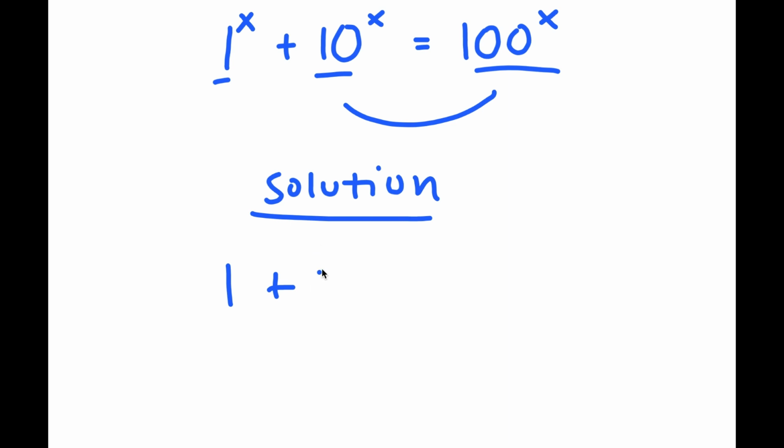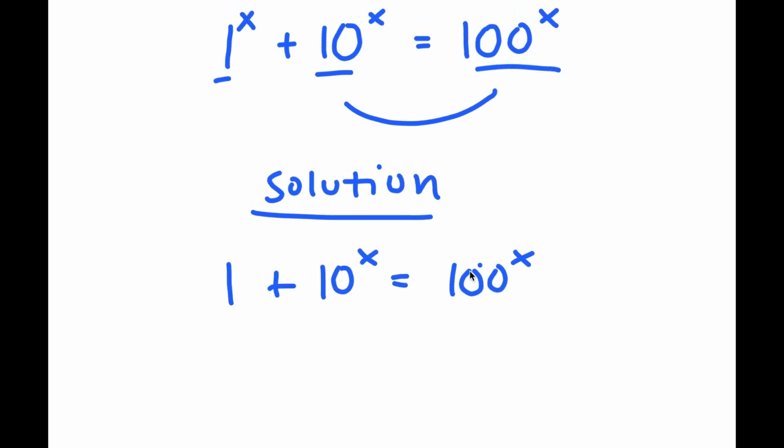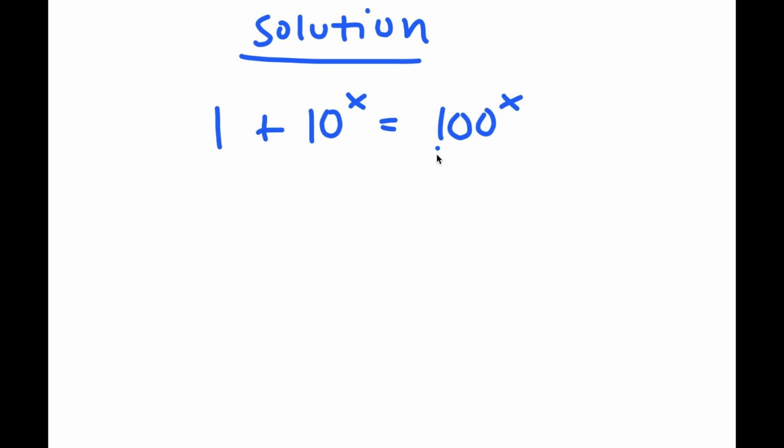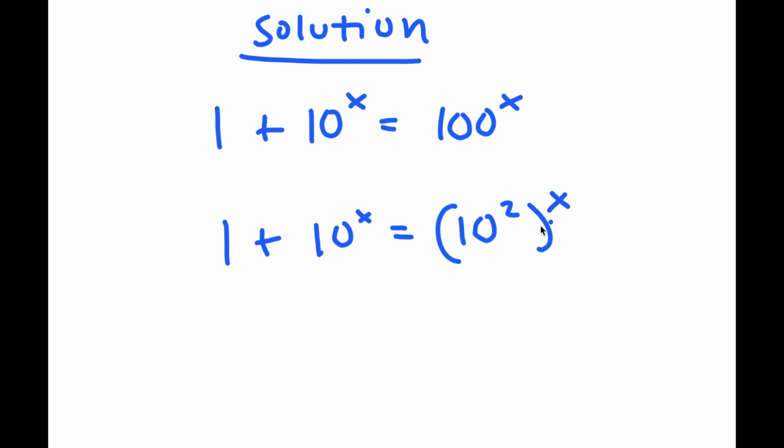So now I have 1 plus 10 to the power of x is equal to 100 to the power of x. Now remember how I said 10 and 100 are related. 100 is the same thing as 10 squared, and it's always better to have a common base. So that's exactly why I'm going to rewrite 100 as 10 squared. So now I have 10 squared to the power of x.